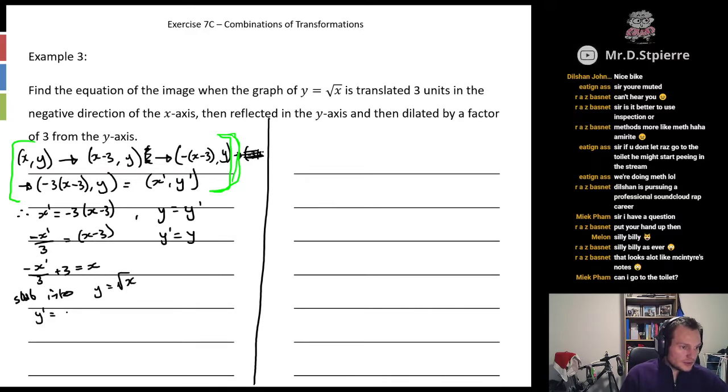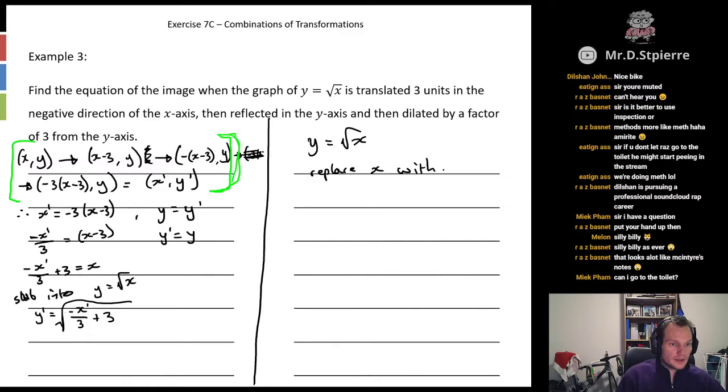So we get y dash is equal to the square root of negative x on 3 plus 3. The nice thing about this is we don't need to change it around. It's already in the form of y equals, so that's really handy. So let's do it using inspection. Okay, so we start with y equals root x, translate 3 units in the negative direction of the x-axis. That means we replace x with x plus 3, because it's inspection we have to swap the sign, so we get y equals root x plus 3.